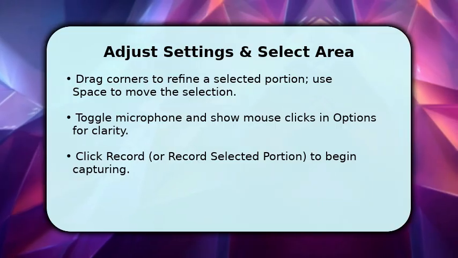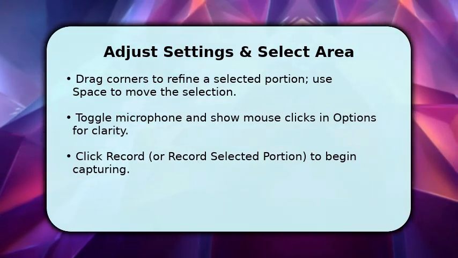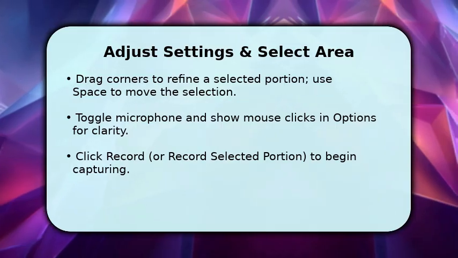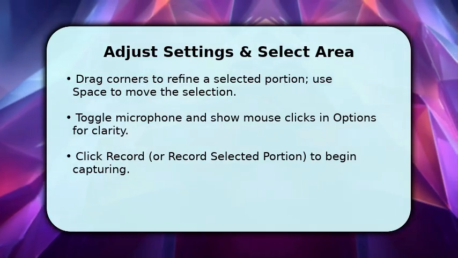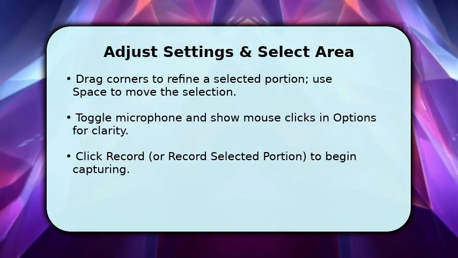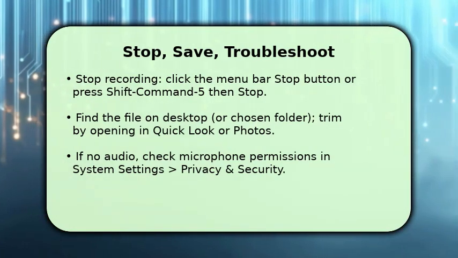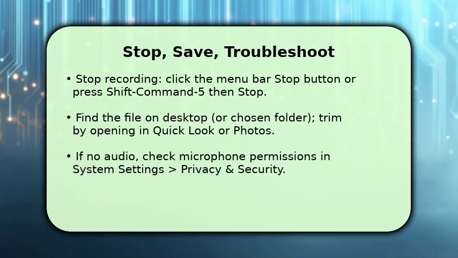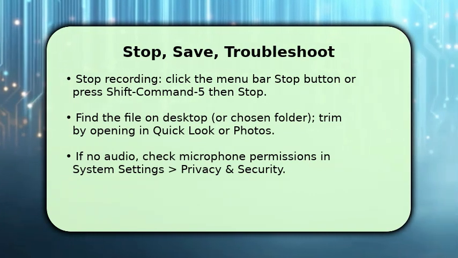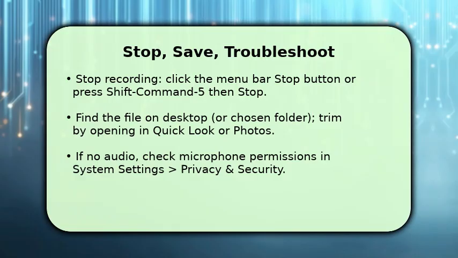When you're satisfied with framing and audio, click Record or Record Selected Portion. The recording starts after any timer, and the toolbar hides so you get a clean capture. To finish, click the Stop button in the menu bar or press Shift-Command-5 and choose Stop. The file appears in your chosen save location immediately.